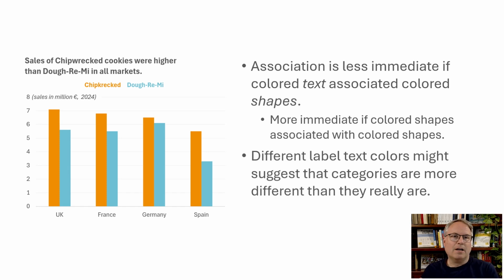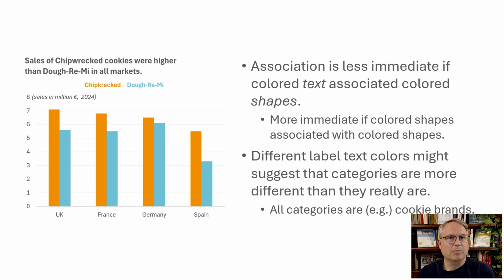And I also worry that having differently colored text labels might suggest that the categories, in this case, our fictional cookie brands, are more different than they really are. Generally they're all the same kind of thing. In this case, they're all cookie brands, right? There's nothing fundamentally different about them. Subtle distinctions, but I think it might just slow people down a little bit.